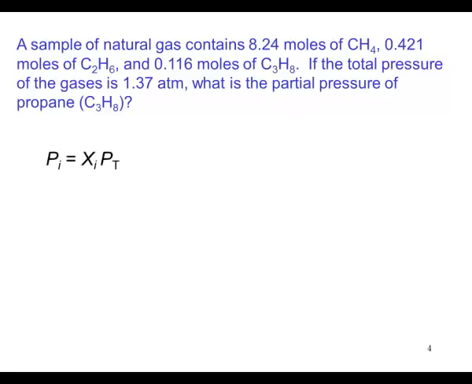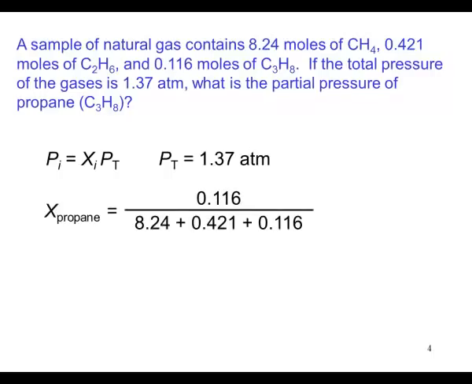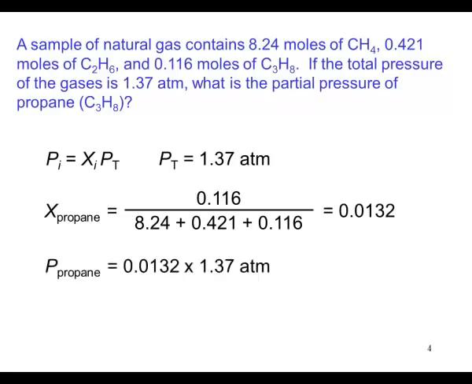The partial pressure of gas I is equal to X sub I times the total pressure. The total pressure in this case is 1.37 atmospheres. The mole fraction of propane equals 0.116 divided by 8.34 plus 0.421 plus 0.116. This evaluates to be 0.0132. The pressure of propane then is 0.0132 times 1.37 atmospheres, or 0.0181 atmospheres.